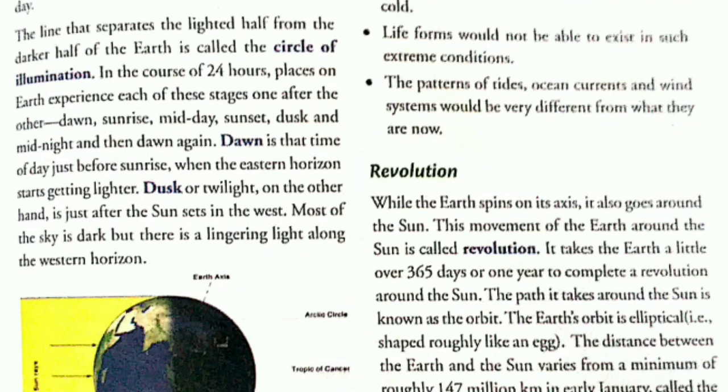After midnight there is again the dawn. Again the cycle repeats. So first there is dawn, then sunrise, then midday, then sunset, then dusk, then midnight, and then the dawn again. So dawn is the time just before sunrise, and dusk or twilight is the time when the sun sets in the west.